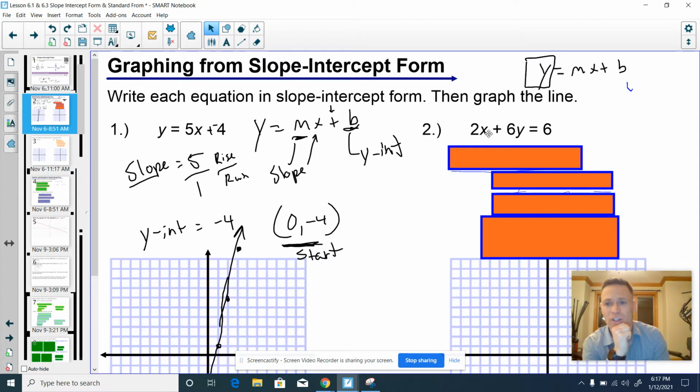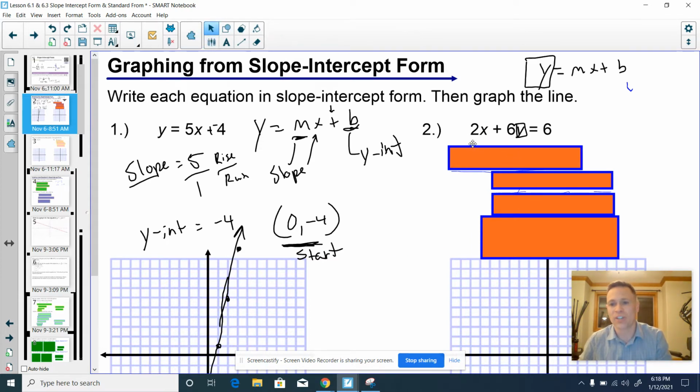So my equation is 2x plus 6y equals 6. My goal is to get this y all by itself. So it's just no different than solving for any other variable. We ask ourselves what's happening to y, and we undo those things. What's happening to y? I multiply by 6, and then I'm adding 2x. That's according to the order of operations. We learned all this stuff in the very first chapter of the year, right?